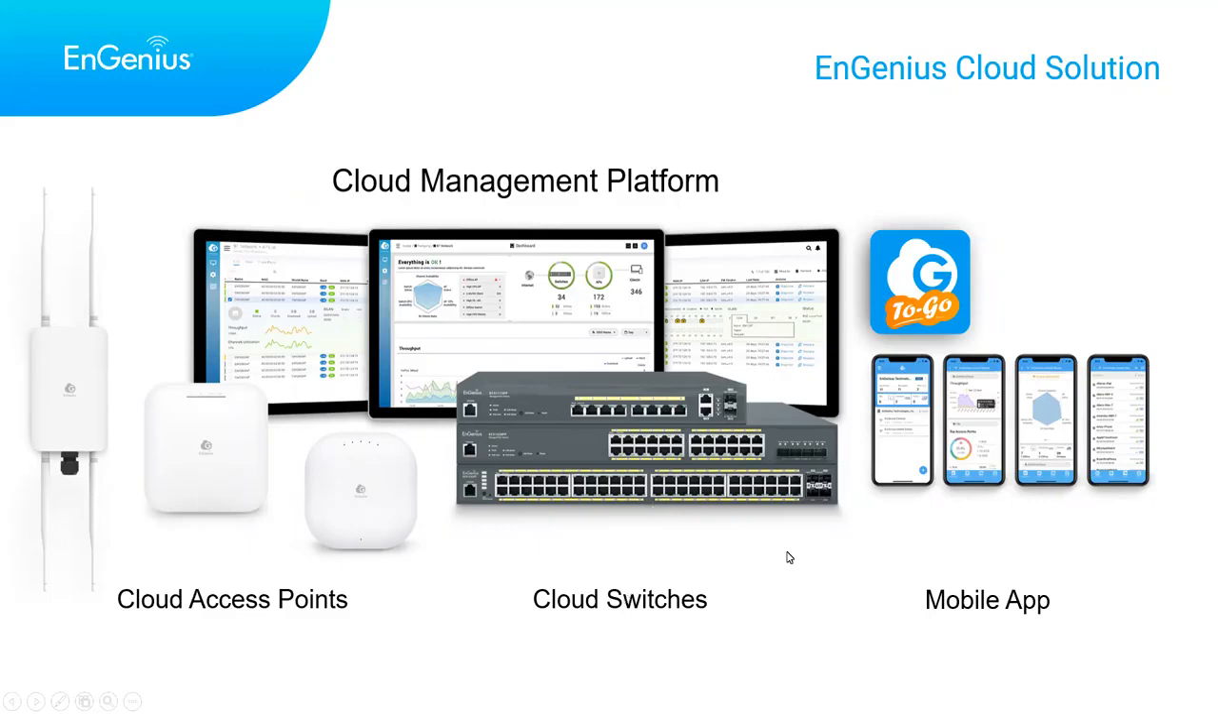And then we have a mobile app, which is called EnGenius Cloud to Go. The mobile app pretty much resembles the interface as much as possible, but it's very helpful. It allows you to do a lot of management from the app itself, control and change configurations and so on. So it's a really great component to the cloud, but these are the main components of the EnGenius Cloud. So you have the management interface, cloud access points, cloud switches, and mobile app.